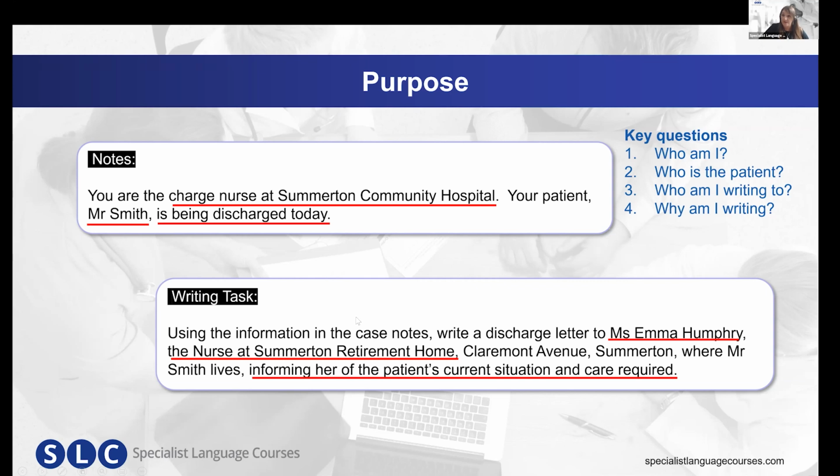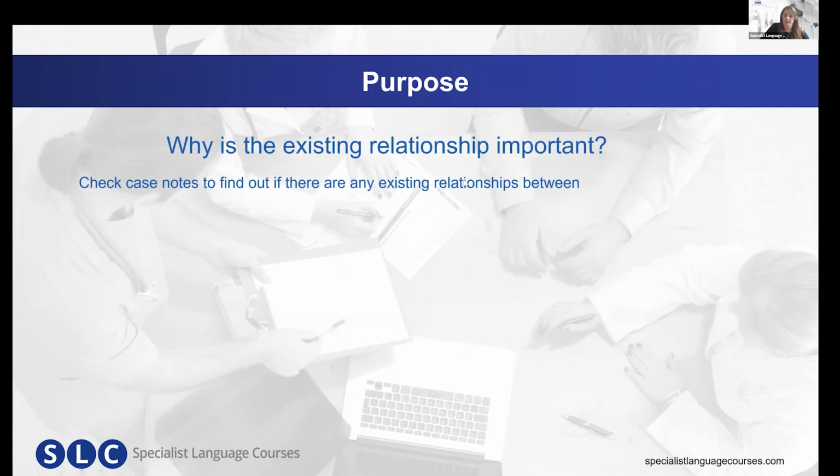Now, there's another key piece of information in the writing task, which is the existing relationship. So we can see, reading carefully in the case notes, that Mr. Smith lives at Somerton Retirement Home. Therefore, we understand that there is a relationship between Ms. Emma Humphrey and Mr. Smith. So it's really important that you read the case notes quickly, efficiently, but carefully to see if there is an existing relationship. So why is it important to consider this? You need to make sure that you check to see if there's any existing relationship to help you decide how to write the purpose and what information needs to be included in there.